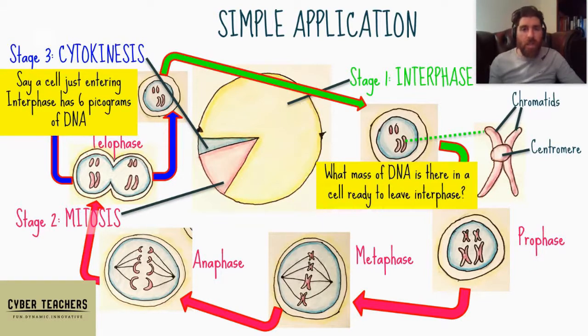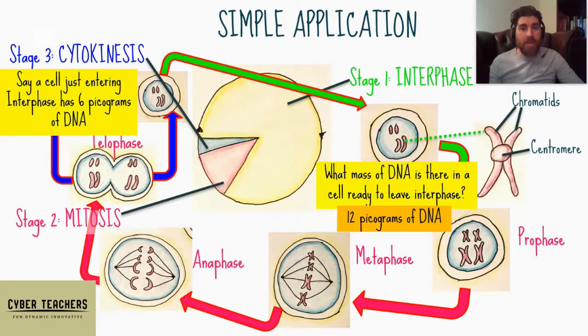And you can work out what the mass is going to be at the end of the interphase by understanding that all the DNA is replicated during interphase. So at the end, there will be double the amount of DNA, and so there will be 12 picograms of DNA there. It doesn't matter what unit they say, as long as you put that unit afterwards, you should know that there will be double the amount at the end of interphase.